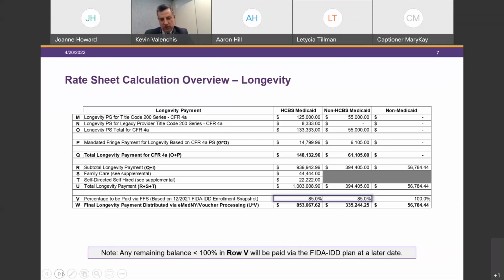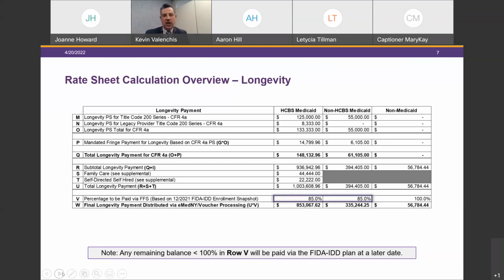Assuming that you follow the math, we then added the total value of these payments together to get your final longevity payment. You can see here the methodology is R, S, and T, bringing us to a total. Now, I know this next line, row V, has been a source of some confusion for folks. Because of federal regulatory requirements, we had to prorate, and not wholly pay through fee-for-service, providers that have enrollees in fee-for-service but also have a component in managed care in the FIDA IDD world.